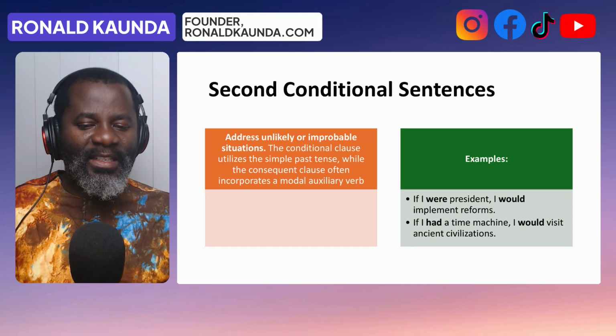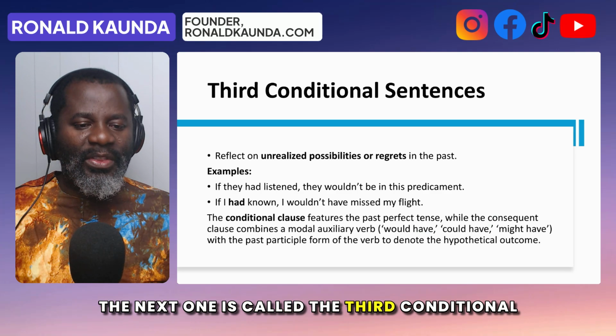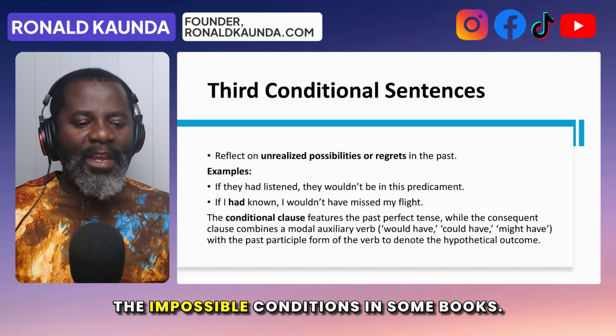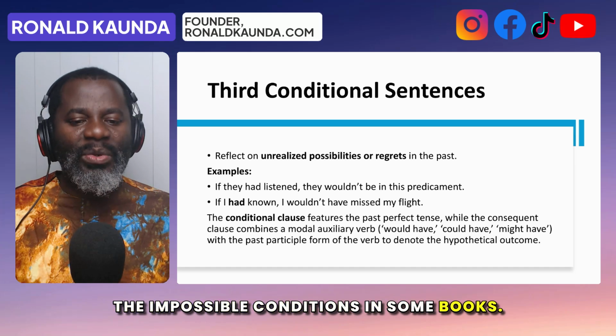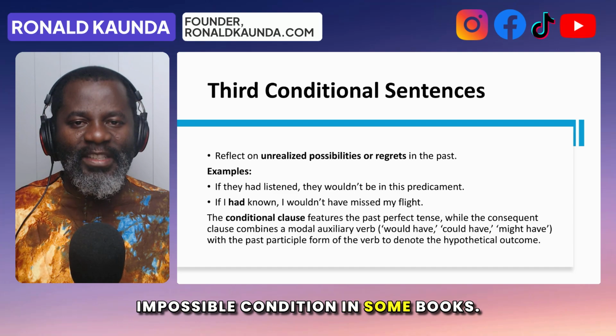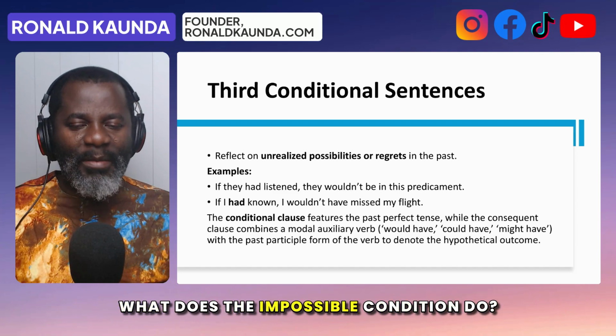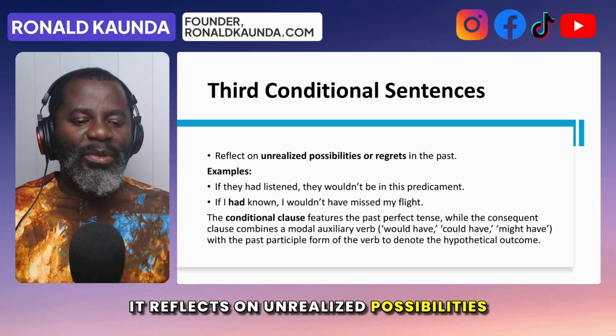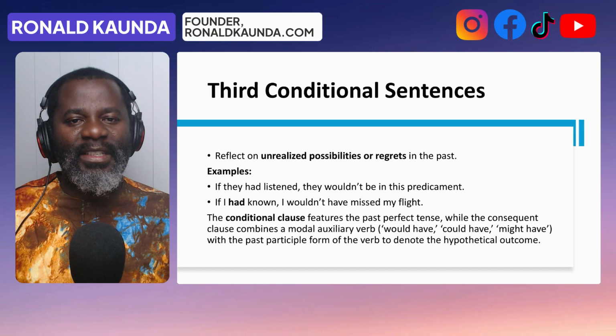construct such sentences. The next one is called the third conditional sentence, and it is also referred to as the impossible conditions in some books. What does the impossible condition do? It reflects on unrealized possibilities or regrets in the past.